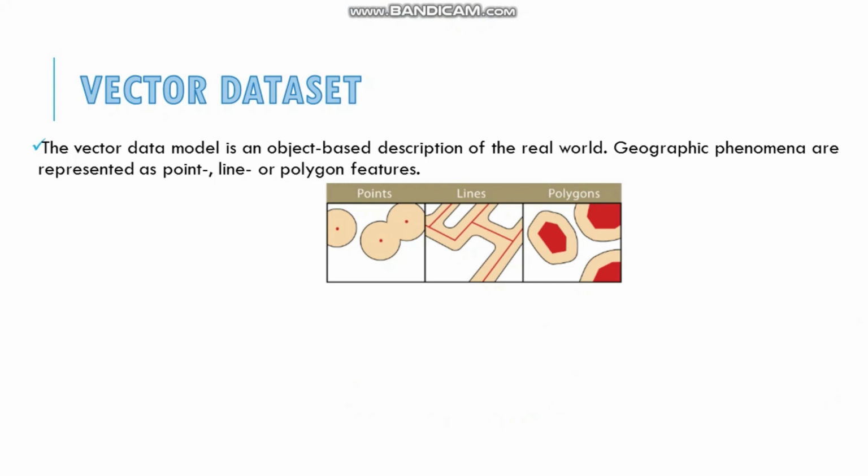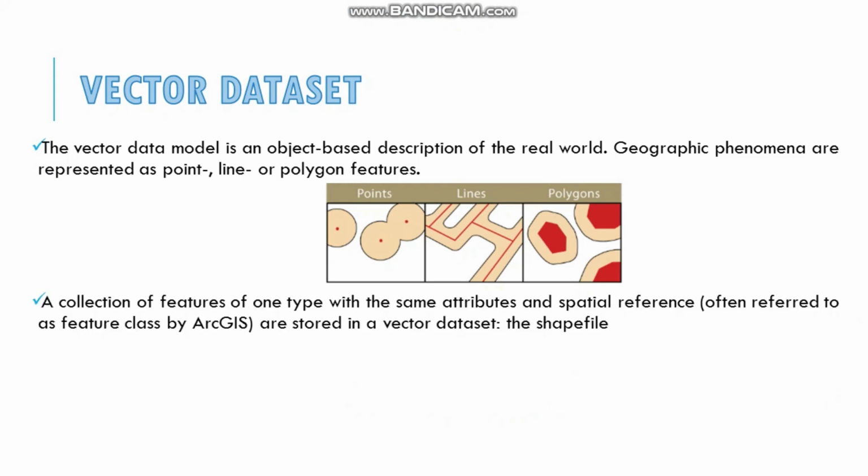So the vector data model is an object-based description of the real world. So it consists of geometric objects. Geographic phenomena are represented as points, lines, or polygon features. A collection of features of one type with the same attributes and spatial reference, often referred to as a feature class by ArcGIS, are stored in a vector dataset, the shapefile, with the extension shp.